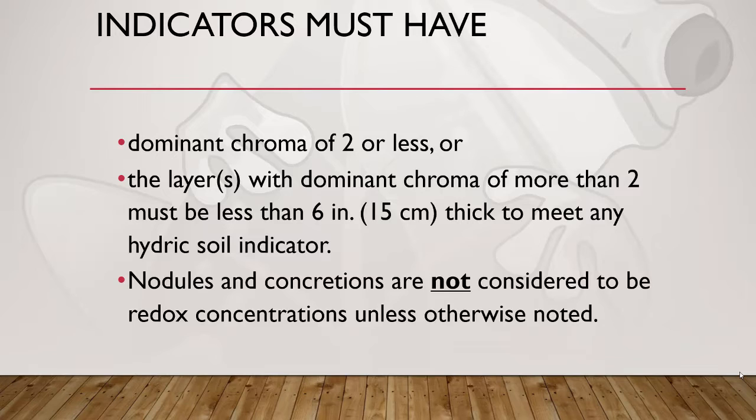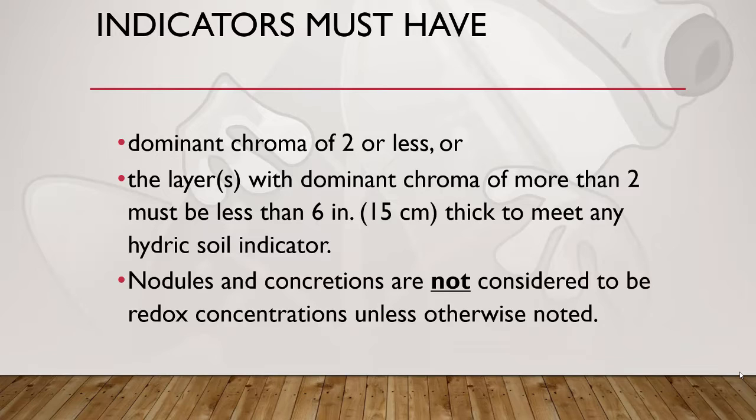First and foremost, the dominant chroma must be 2 or less. Now, when we get into chroma, we get into soil color, but basically the chroma should be a grayish color. It's going to be in the lower chroma numbers, which is a soil color. Then layers with a dominant chroma which is greater than 2 must be less than 6 inches thick to meet any hydric soil indicator.